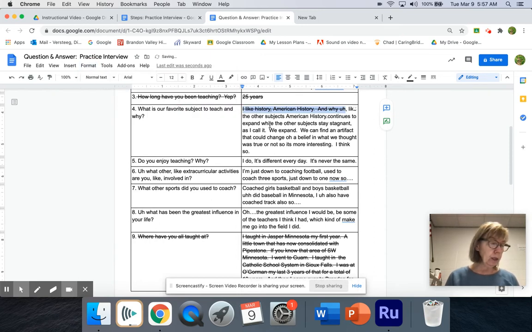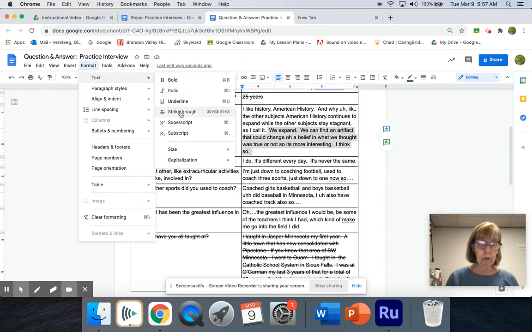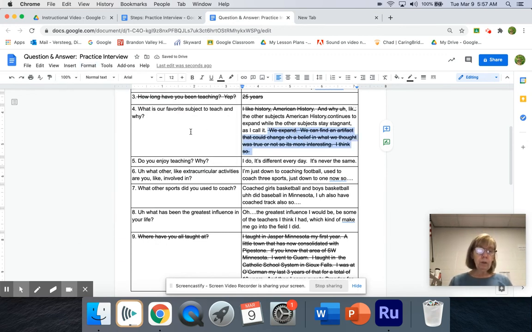Okay? Then we're going to keep the next part, like the other subjects. American history continues to expand while the other subjects stay stagnant, as I call it. And then highlight, we expand, we find artifacts that could change whether something is true or not. So this section right here, and go ahead and add a strike through to that section. Okay, so what we're going to do for question number 4, we actually are going to use this first part that we did a strike through on to write what we want. And then this part is a little bit of a repeat of what he says here. And so we're just going to strike it through.